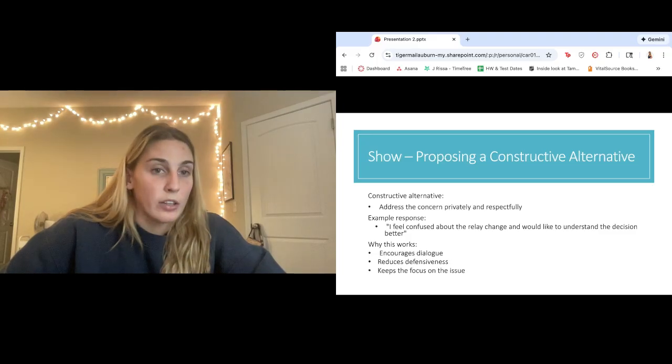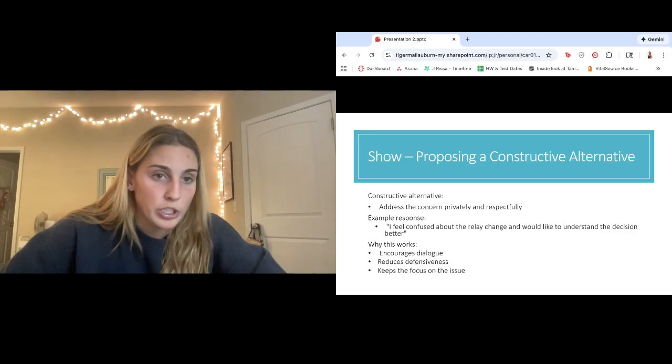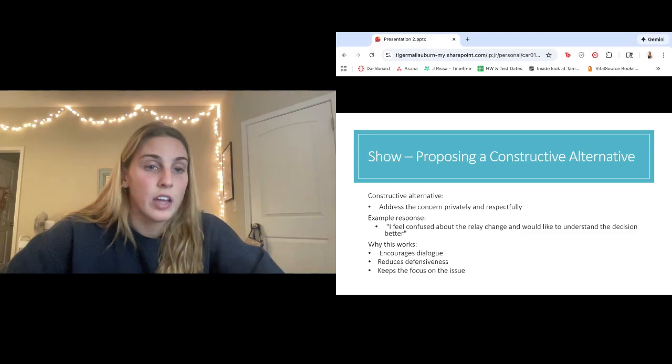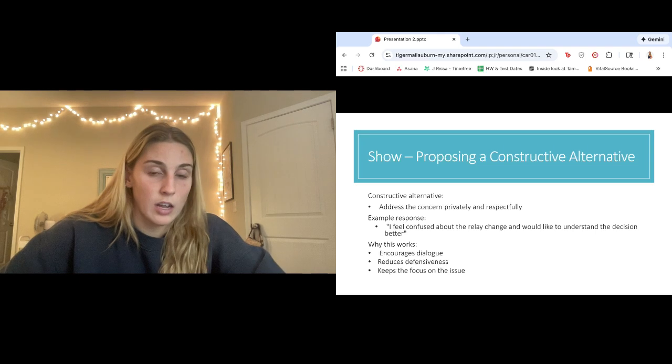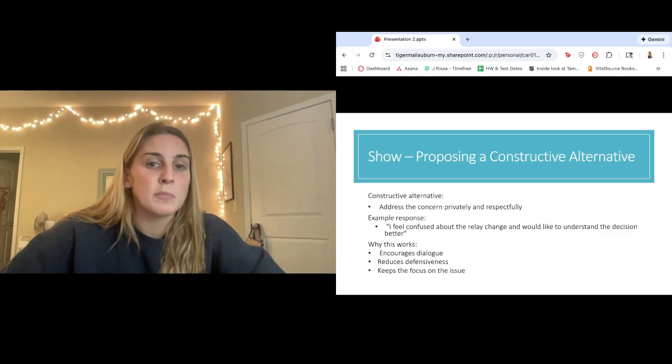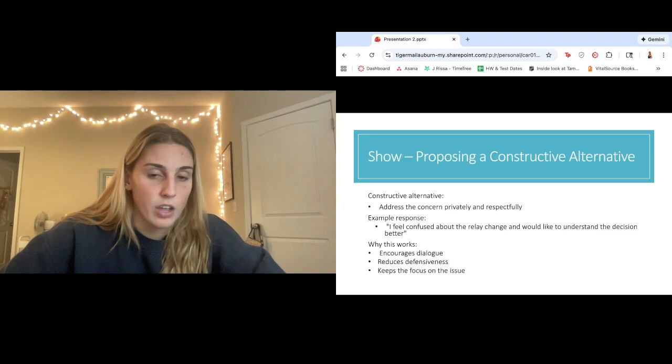Now, why does this work? It encourages dialogue. It encourages further communication within the team. It encourages any other type of communication other than this public criticism that we're avoiding here. It reduces defensiveness. There's no defensive tone in this example response. That's what we're trying to avoid, a tone of voice that comes off very defensive, and it keeps the focus on the issue itself.